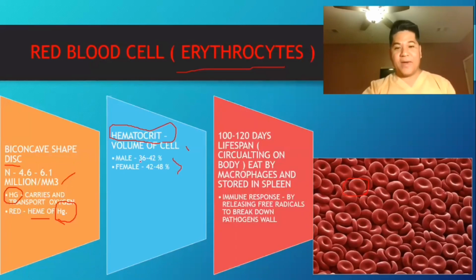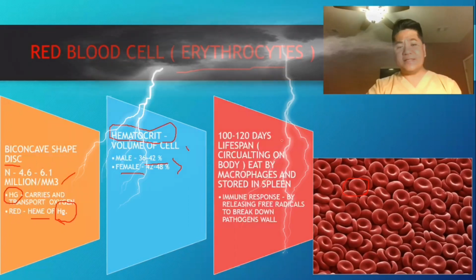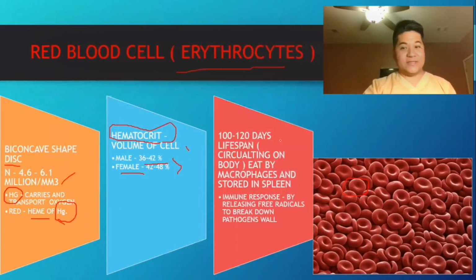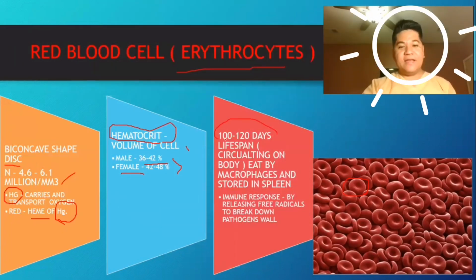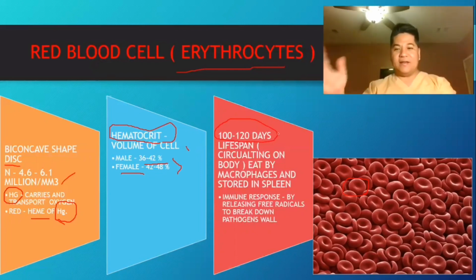So for male it's 36 to 42%, while for female it's a little bit higher, 42 to 48%. Okay, now the lifespan of your red blood cell is 100 to 120 days. So they're freely living in our body, going back and forth. So it's circulating in our body.